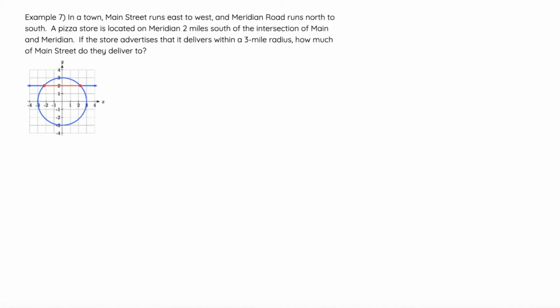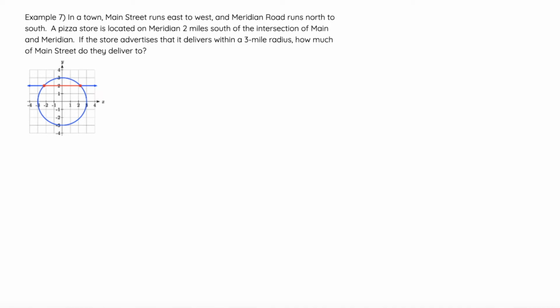Our next example. In a town, Main Street runs east to west and Meridian Road runs north and south. A pizza store is located on Meridian, 2 miles south of the intersection of Main and Meridian. If the store advertises that it delivers within a 3-mile radius, how much of Main Street do they deliver to?